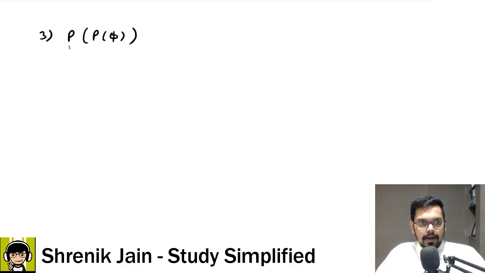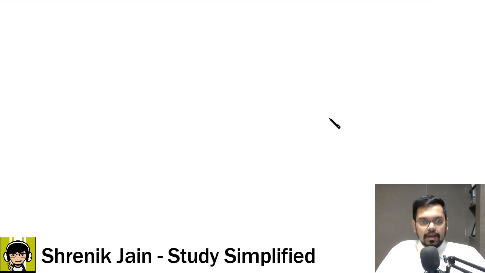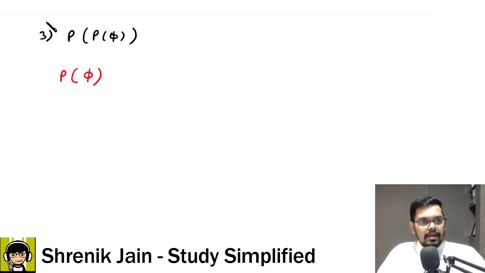They are asking us the power set of phi. Let us start with the inside one. Power set of phi. What does this mean? Power set of this set, right? Previously also we have seen that A was the set and they were asking the power set of this set. So we said that A has two elements, therefore 2 to the power 2, 4 subsets we are going to get. So we said further that null set, singleton sets and the set itself, right? So now you tell me, same concept here.